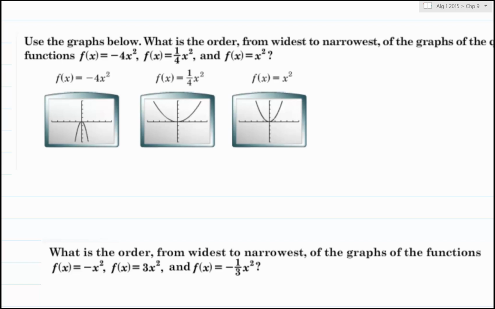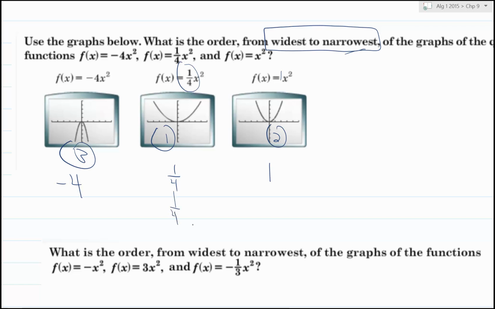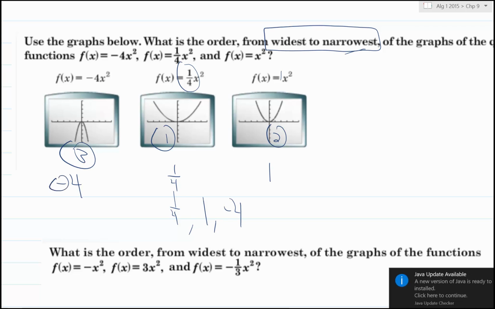The last couple things in our notes that we want to notice here is that we're trying to look for the widest to narrowest. So we notice this one is definitely the widest, this one is second, and this one is third. So if we look at the a values, we have -4, we have 1/4, and this one is very slyly just 1. So the smallest number that we have, if we take the absolute value, is 1/4, and then 1, and then the -4. Remember, the negative just makes it look like a frowny face instead of a happy face.